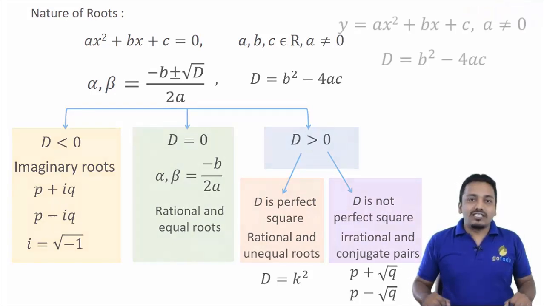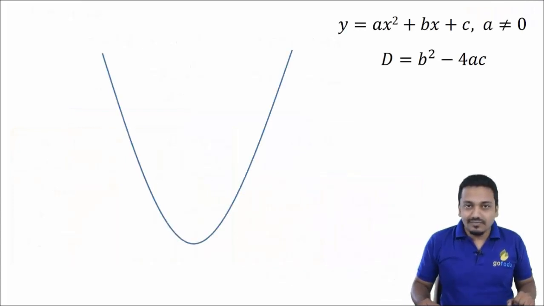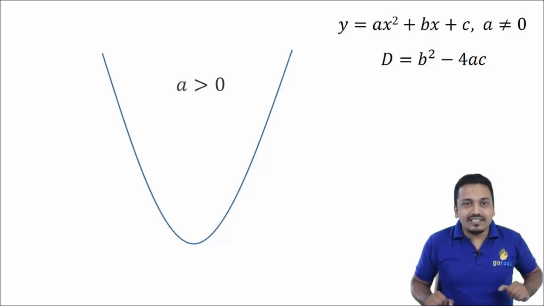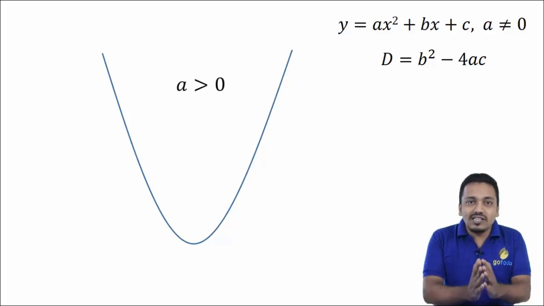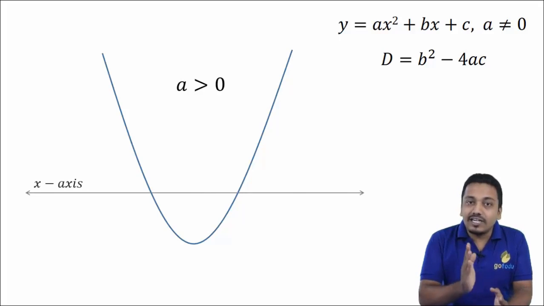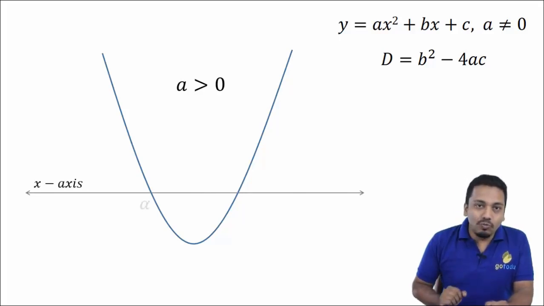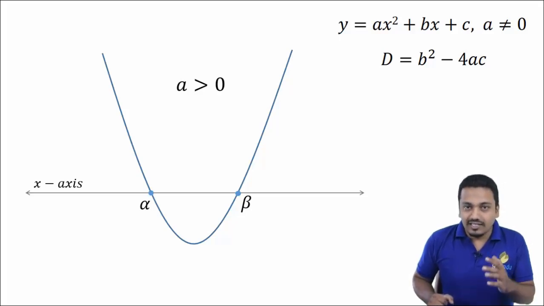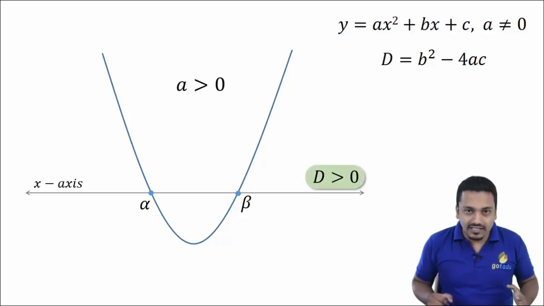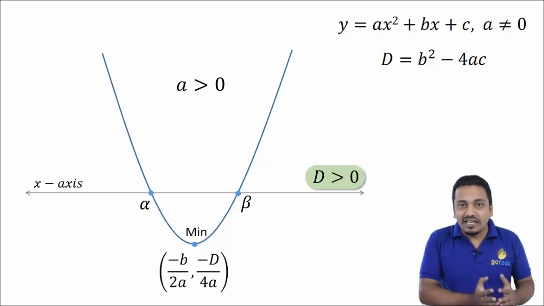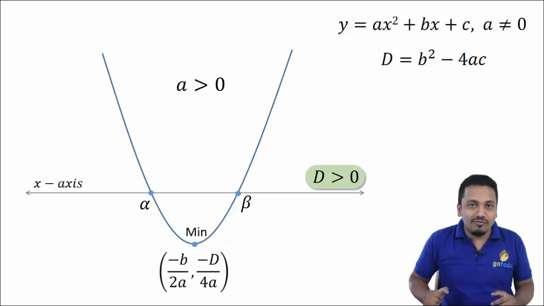Let's look at the graph for these conditions. This graph is opening upwards. This means a is greater than 0. Now suppose this graph is cutting the x-axis at 2 points. These 2 points, alpha and beta, will be the roots of this equation, and the discriminant will be greater than 0 for real roots. Coordinates for this point, that is the minima of this graph, will be minus b by 2a comma minus D by 4a.